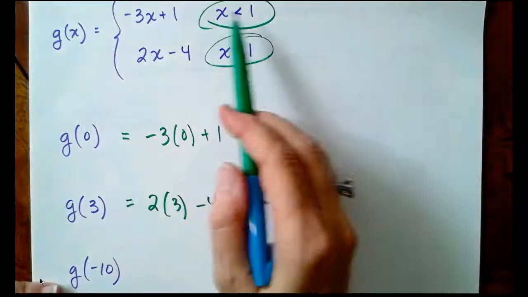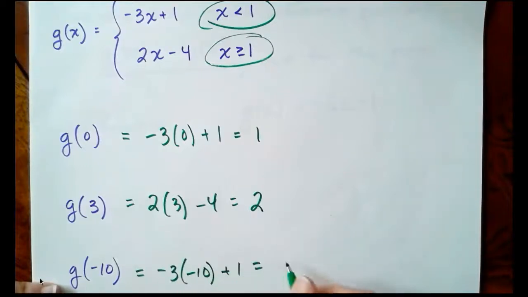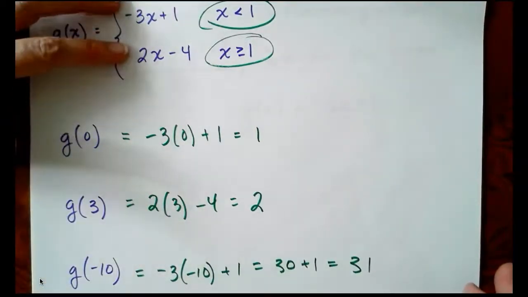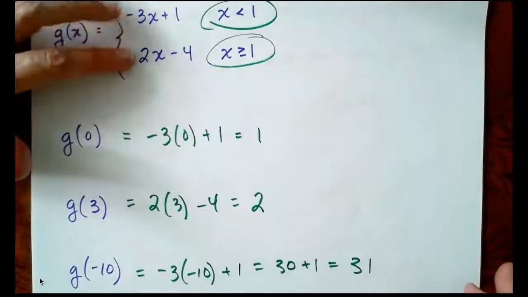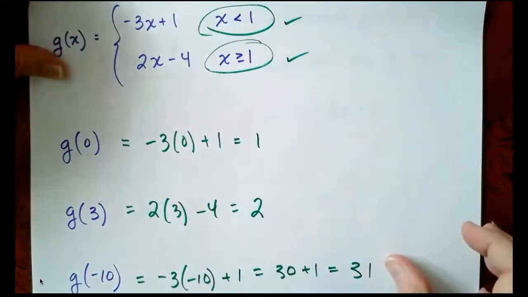Negative 10. Negative 10 falls into the first interval. Negative 3 times negative 10 plus 1. That's 30 plus 1, that is 31. So that's evaluating a piecewise function. A piecewise function is nothing more than a set of two different directives telling us what to do with different domain values.